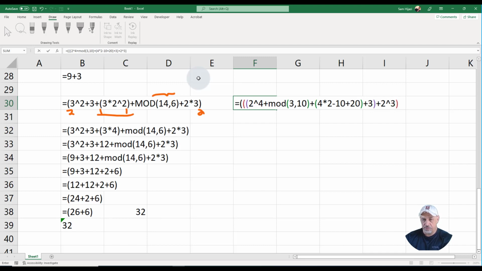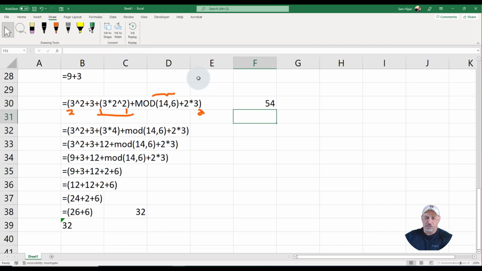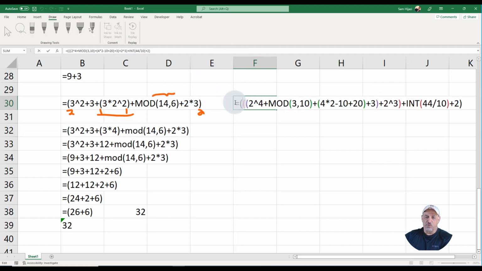That's going to be the red color now. You notice that the color of the parentheses would match. When you match the red by the red, that means you close the red parentheses. Then we're going to say here integer, which we haven't really played with, 44 divided by 10 and plus 2. I would like you to play with this one step at a time and see if you're going to get the 54. Here we go. Let me go ahead and pause it here for a second.